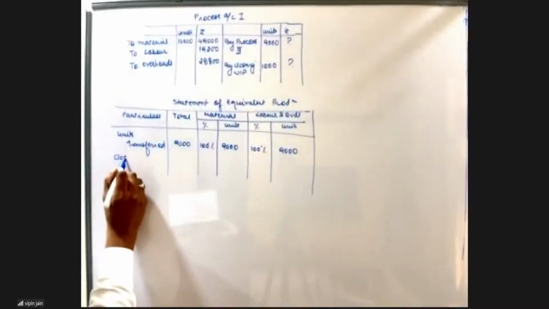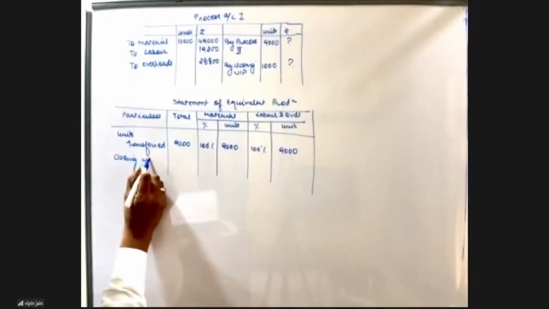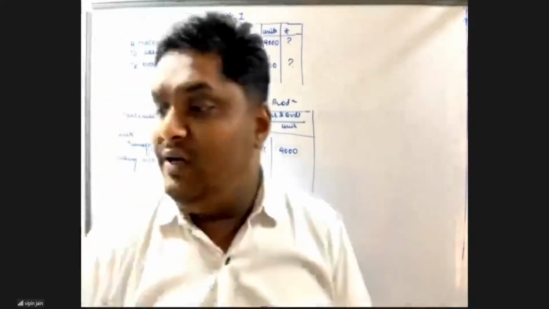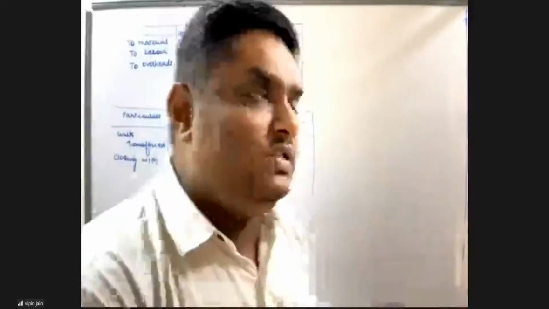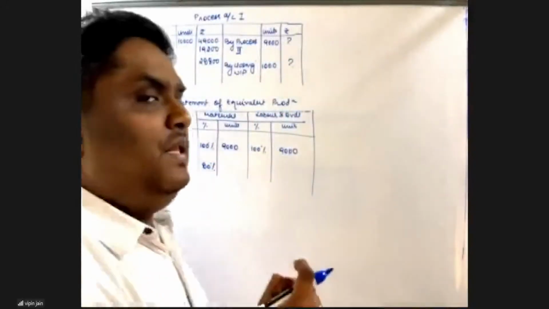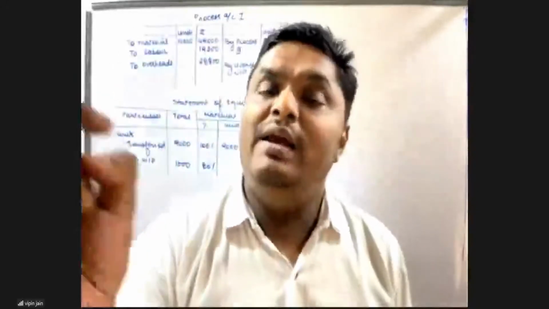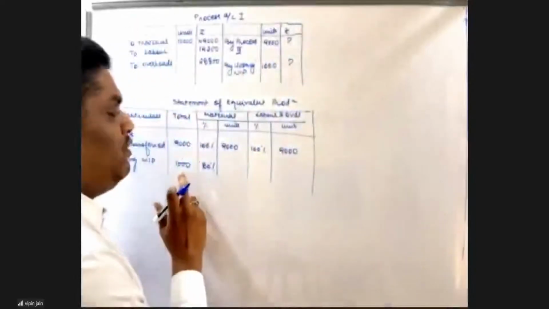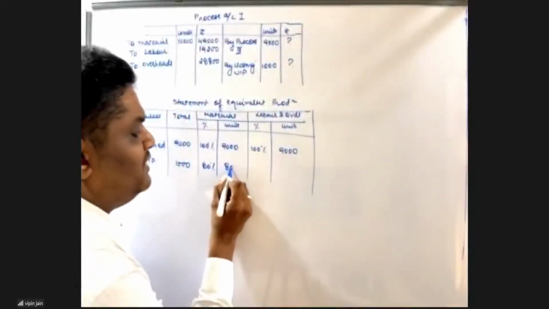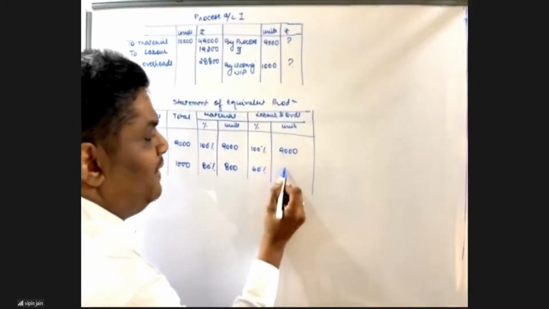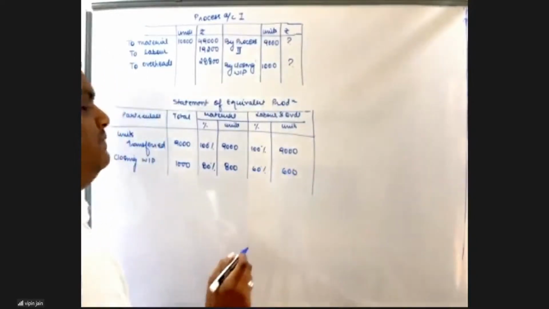Now, when talking about closing work in progress, the units are 1,000. When talking about material, the percentage of completion in respect of material is 80%. That means 80% of the work related to material is done, and 60% of the work related to labor and overheads is complete. So when talking about the equivalent number of units, in this case it will be 800, and in case of labor and overhead this will be 600.